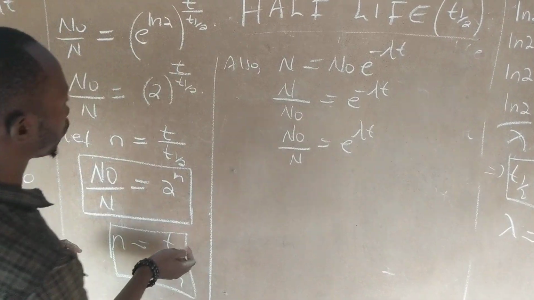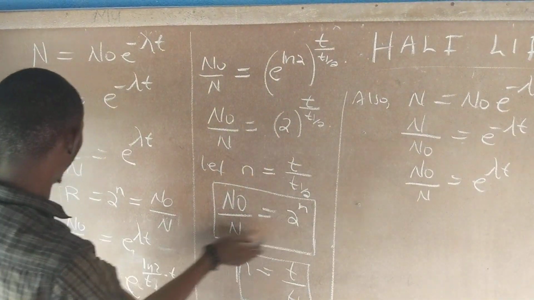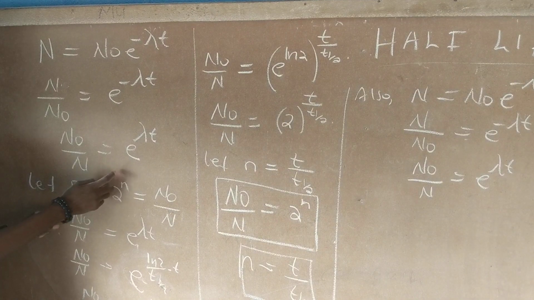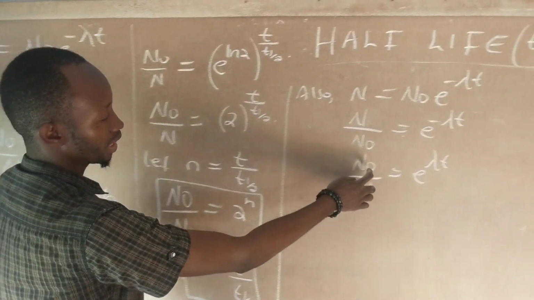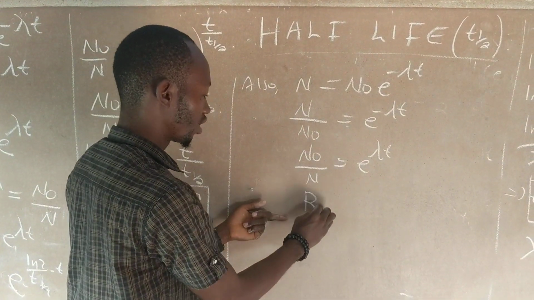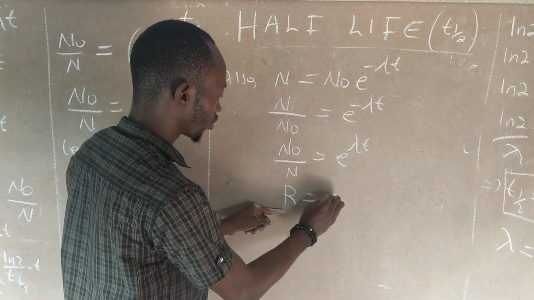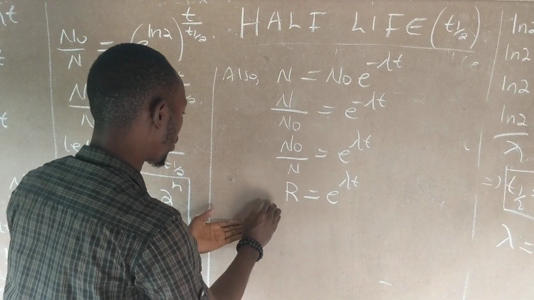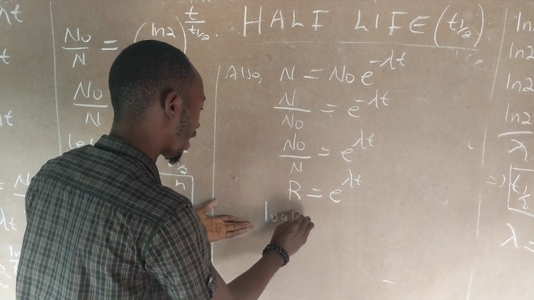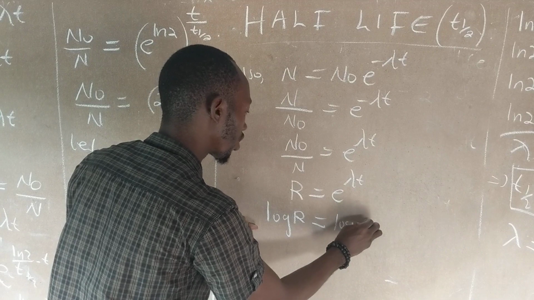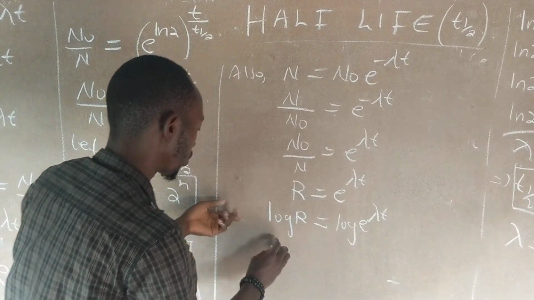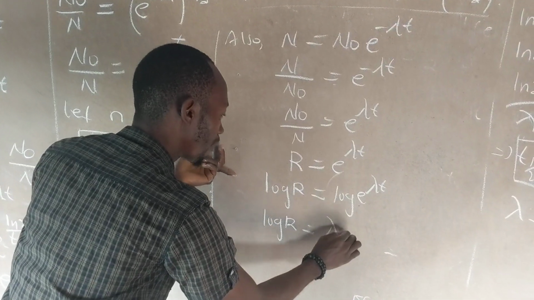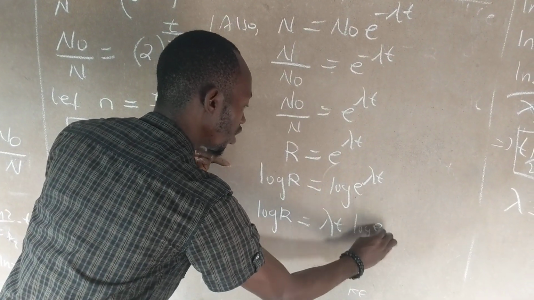I told you N0 over N is the same as 2 to the power n, which is the disintegration rate, or R. So we represent N0 over N as R, the disintegration ratio, equals e to the power lambda t. You get that? Now if we take ln on both sides, or log, we see log R equals log e raised to the power lambda t. We maintain log R equals, and we move this power, which is lambda t log e.